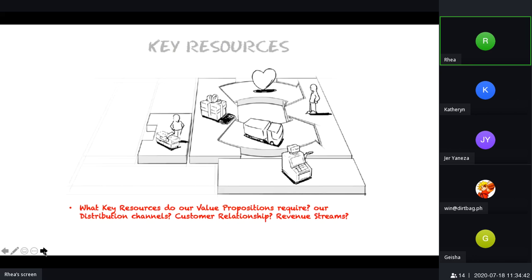Okay. Now we go to the 6th part, which is the key resources. So the key resources would simply answer the question, what are the key resources that you would need for your value proposition, our distribution channel, customer relationship, and revenue stream? It basically answers that thing.